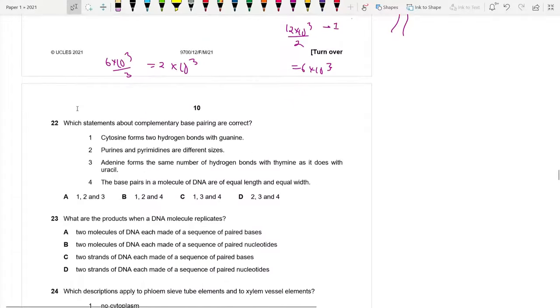Now for 22, which statements about complementary base pairing are correct? Cytosine forms 2 hydrogen bonds with guanine. Wrong. It forms 3. 1 is wrong. Our answer is D. So this is how you save time, guys.